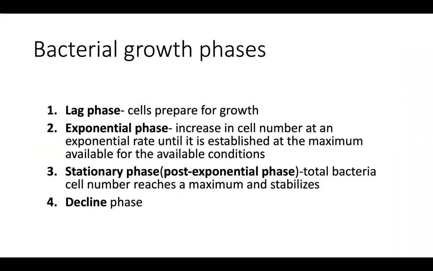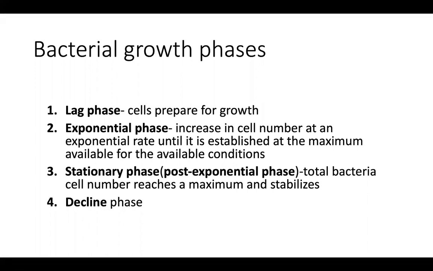So the other thing that we describe is the bacterial growth phases. So we said bacteria increase both in size and in number. And we usually draw a graph showing the time and the different stages of bacterial growth. And the first one we refer to as the lag phase. And this is where the cells prepare for growth. So there is no increase in number of the bacteria, but there's an increase in size, because this is where bacteria are taking in nutrients, they're getting larger, they're preparing to divide. Then you have the exponential phase, which is where there is a high rate of cell division. So increase in cell number at an exponential rate until the maximum is reached for the available conditions.